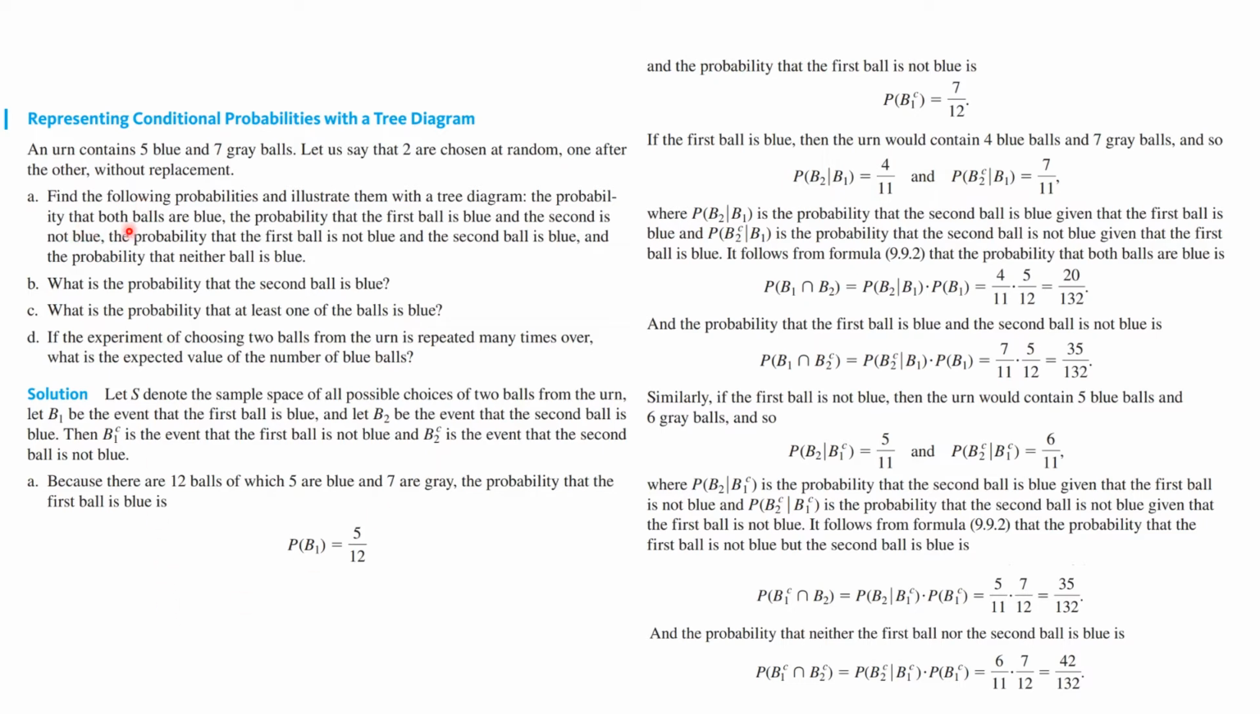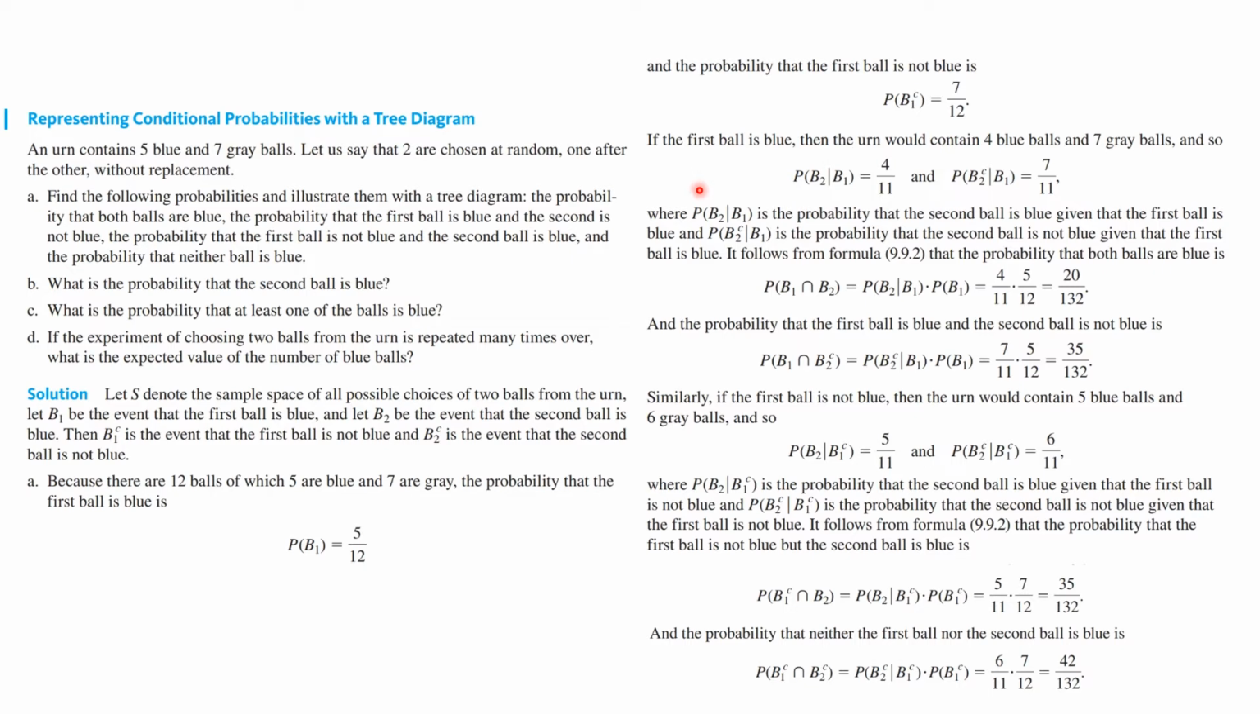So for part A, we're going to start working through these, and the first one is the probability that both are blue. Because there are 12 balls, of which 5 are blue and 7 are gray, the probability that the first ball is blue is 5 out of 12. And the probability that the first ball is not blue, the probability of B1 complement, is 7 out of 12.